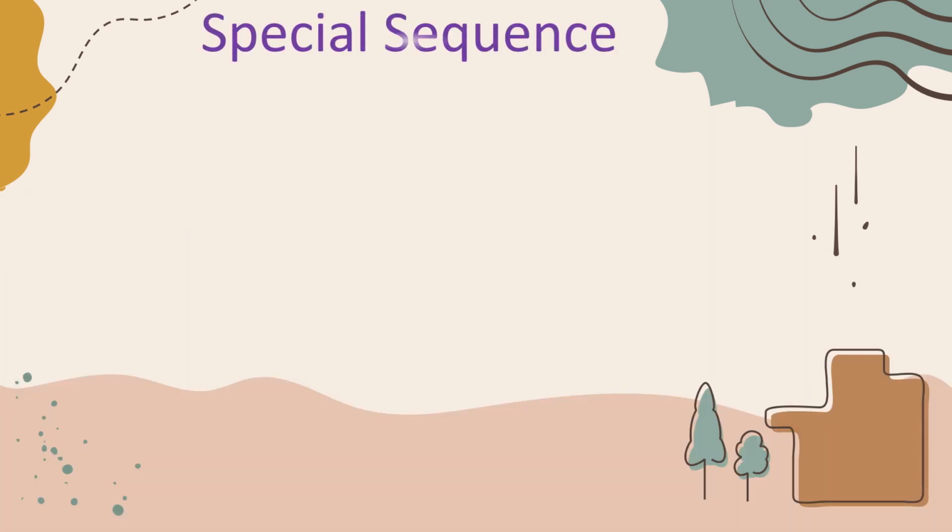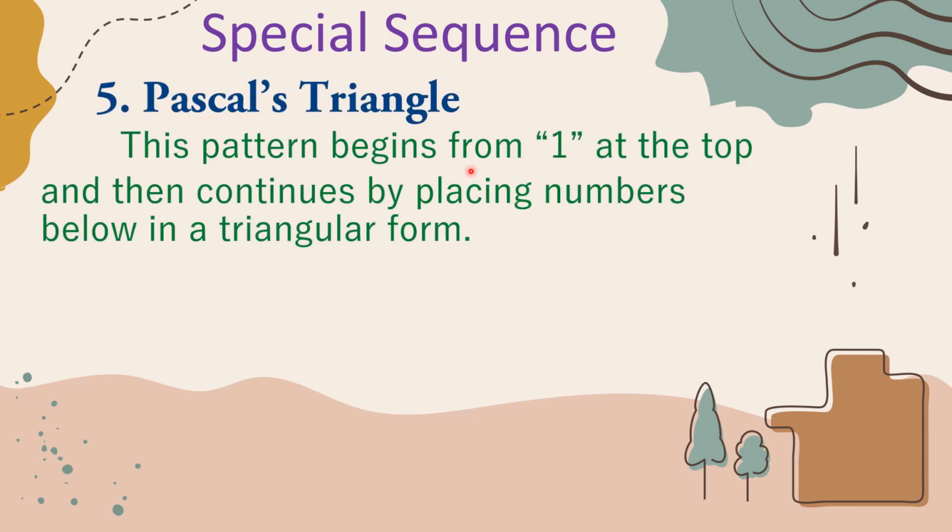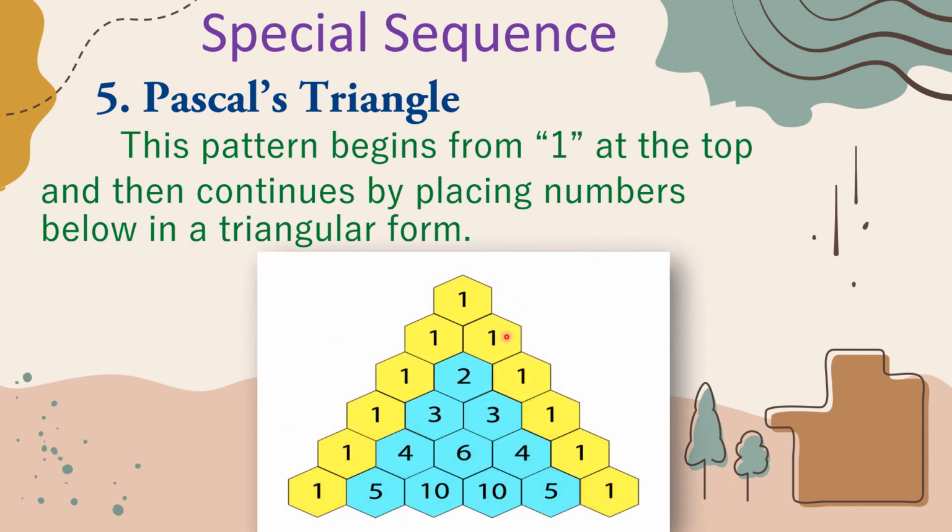Fifth special sequence is Pascal's Triangle. In Pascal's Triangle, the pattern begins with 1 at the top and then continues by placing numbers below in a triangular form. So 1 and then 1. So 1 plus 1 is 2, and then on the left and right, that is 1. 1 plus 2 is 3. 2 plus 1 is 3. And then placing numbers on the right and left, that is 1.